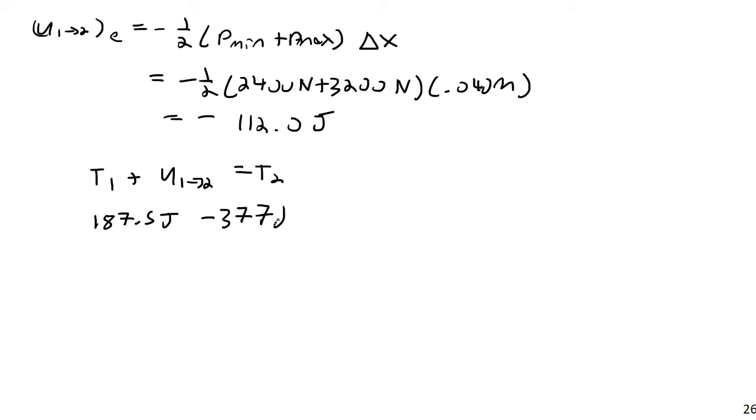187.5 joules minus 377 joules times mu kinetic minus 112 joules is equal to 0. And we can quickly see that mu kinetic, if we solve for mu, is going to be equal to 0.20.